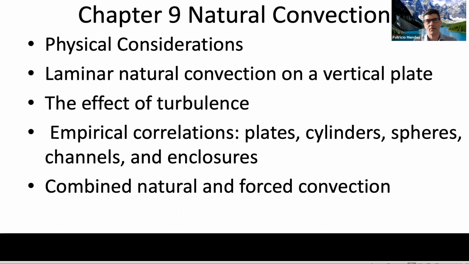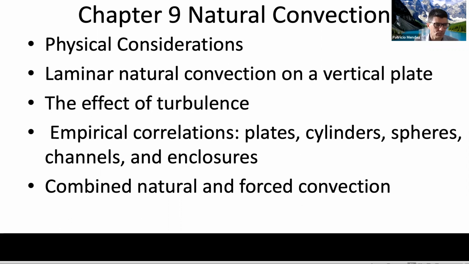We're going to see natural convection in outer flows. We're going to see natural convection in internal flows. And we're going to see something new that is natural convection in enclosures, in which we have recirculating flows. And in the end, we're going to see what happens when we combine natural and forced convection.